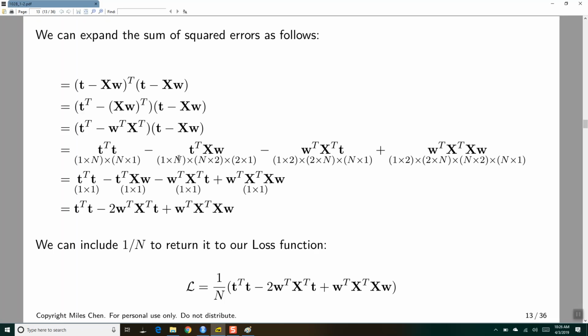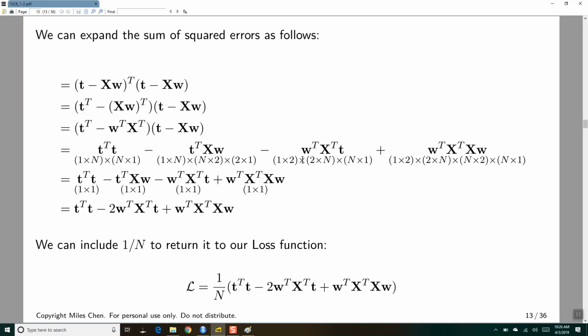The n here, the number of columns over here, aligns with the number of rows, so we're good. And then we've got n by 2 by 1. The number of columns here aligns with the number of rows, so we're good, okay? And so only the outer dimensions remain, and so we get 1 by 1.